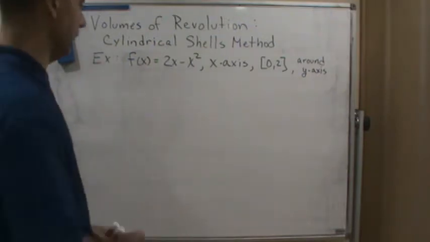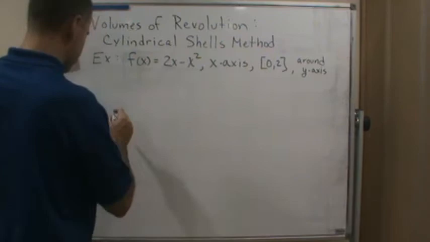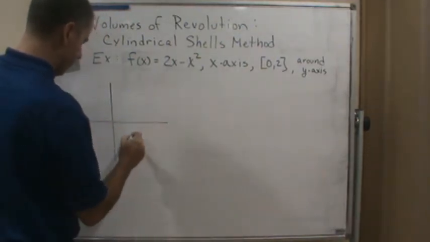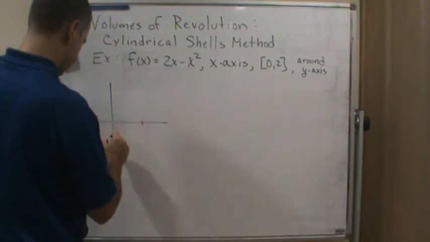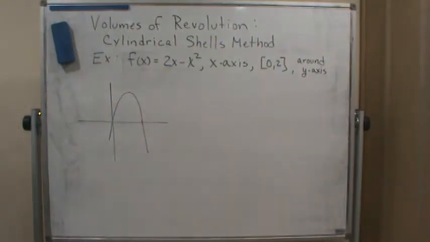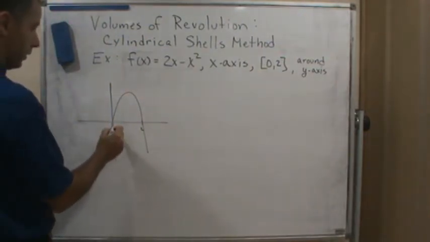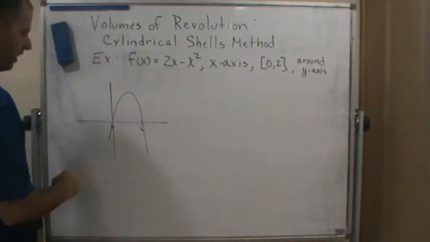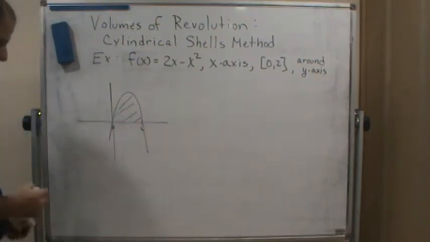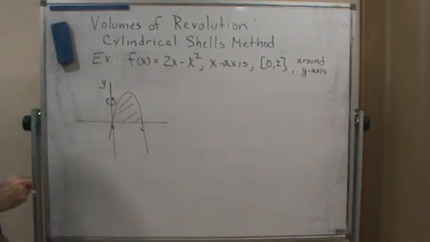Okay, so again, we're going to do the cylindrical shell method. Now if you sketch this thing, we get something that looks like that. So it goes from 0 to 2, right? So this is 0 to 2. And this is the region that we're going to, again, rotate around the y-axis.